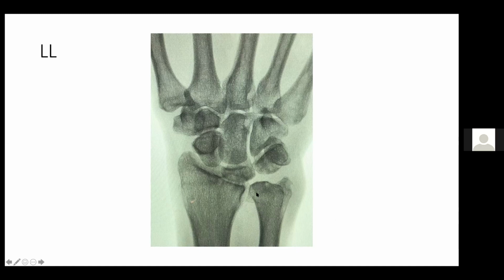What about this here? Yeah, that's what I was looking at. There looks like there's some widening. There might be an osteophyte coming off the ulna. That's what I was going to comment on. It's a little hard to see, but this is an osteophyte there. She's really tender over the distal radioulnar joint. Tender right there.